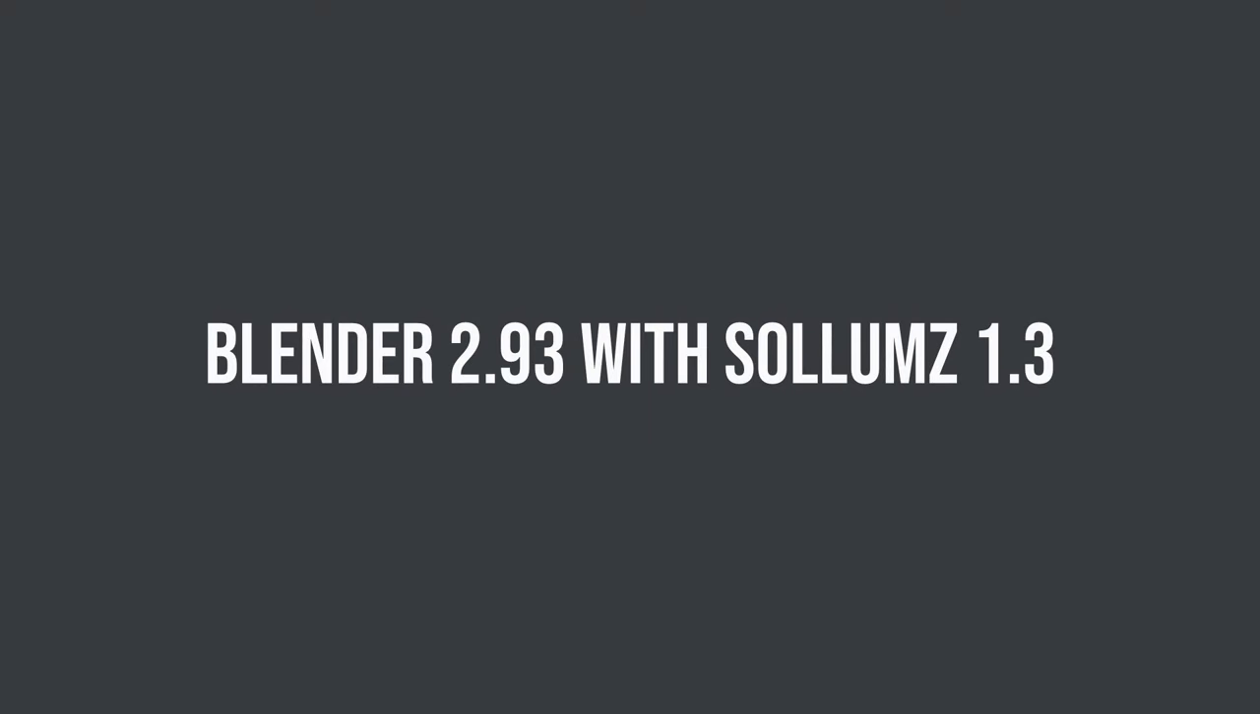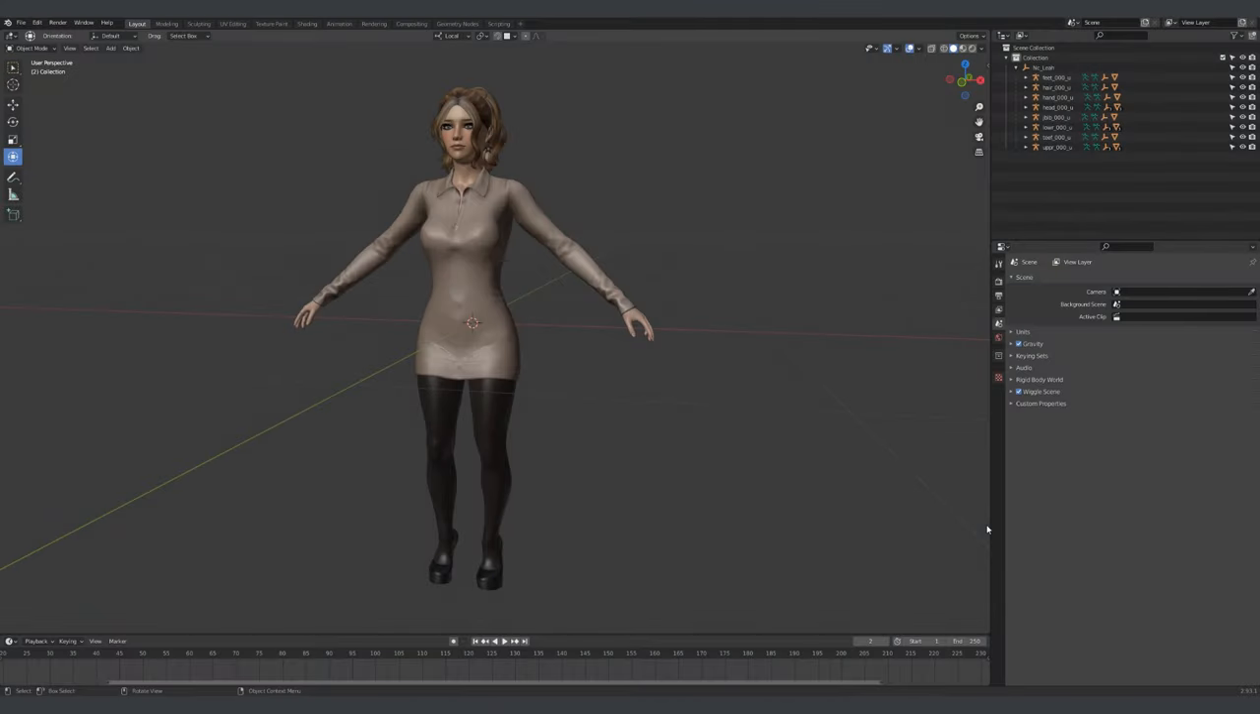At the time of this video, I'm using Blender version 2.93 with Sollumz version 1.3. I only mention this in case you download a newer version of Blender or Sollumz and the setup or layout in this video doesn't match yours. With all that out the way, let's begin the process of porting a custom PED to GTA 5.